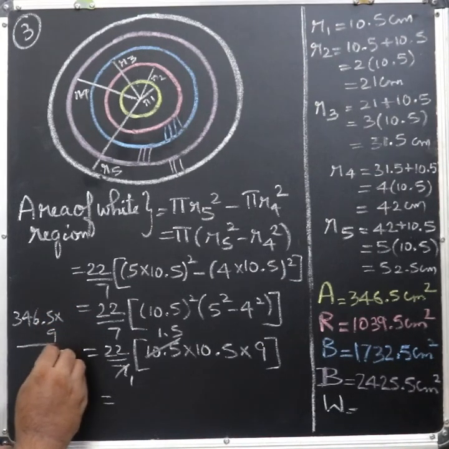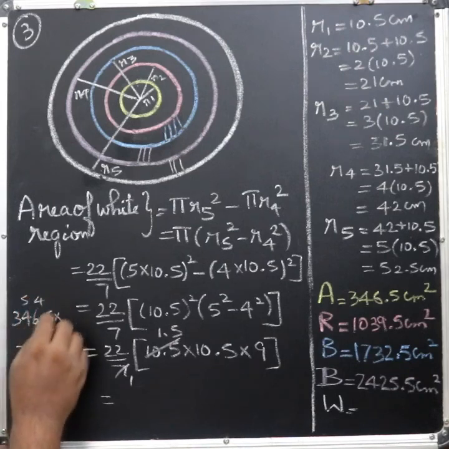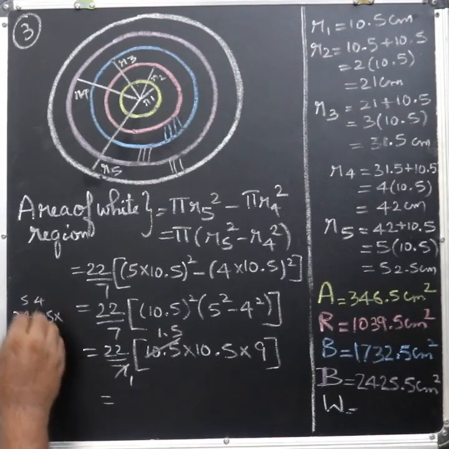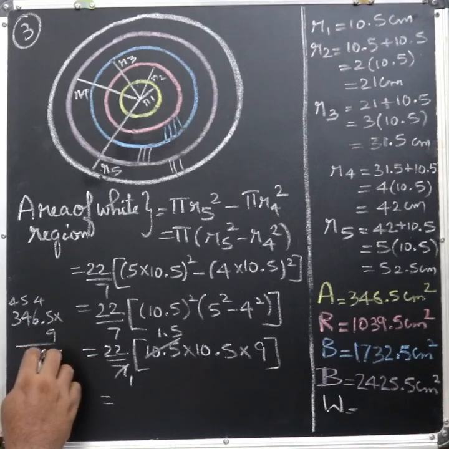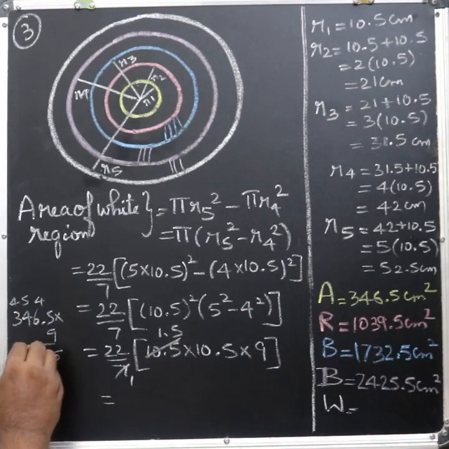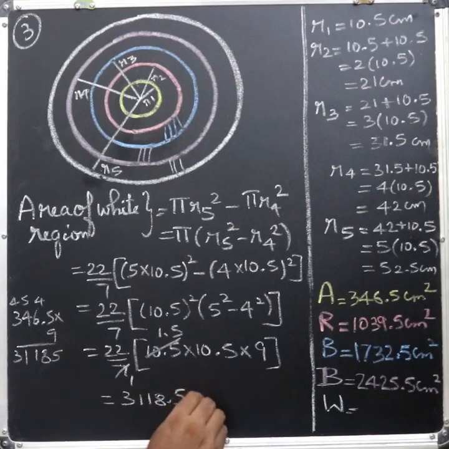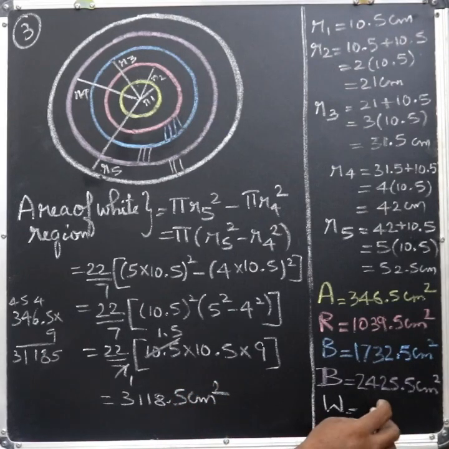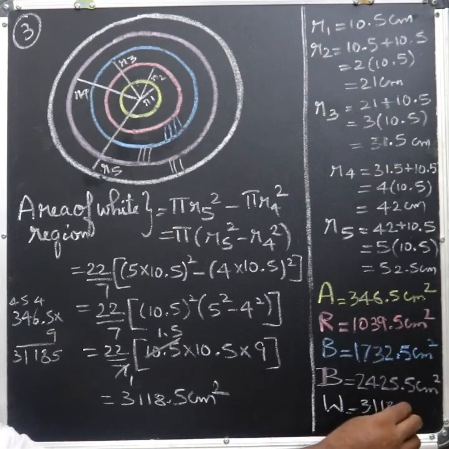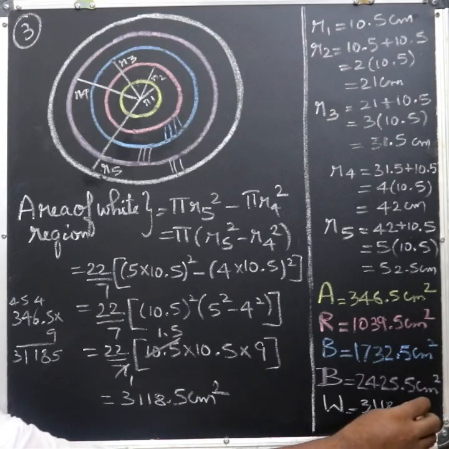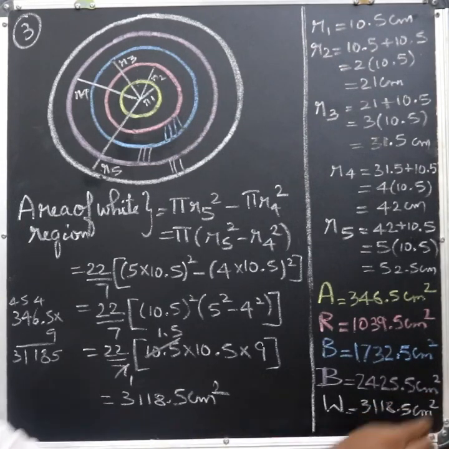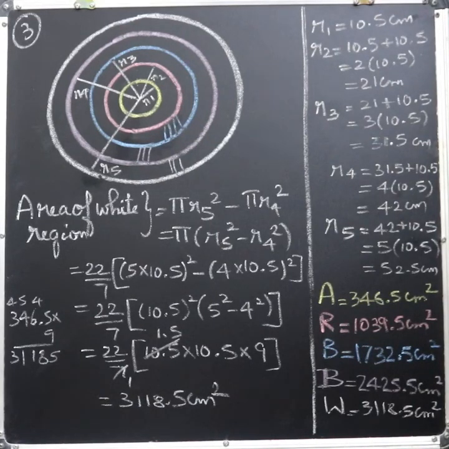5 9s are 45, put 5, carry 4, 6 9s are 54, plus 4 is 58, carry 5, 4 9s are 36, 41, carry 4, 3 9s are 27, 27 plus 4 is 31. So it is 3118.5 centimeter square. Now we have found area of that white region, 3118.5 centimeter square. They have asked us to find the area of each and every region. We have found the area of all the 5 colored regions.